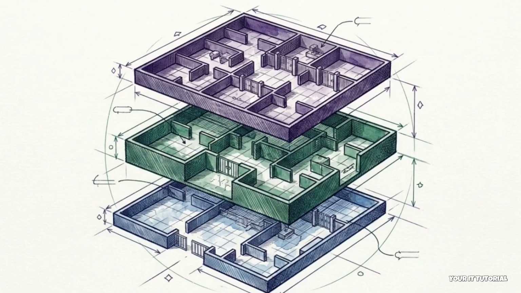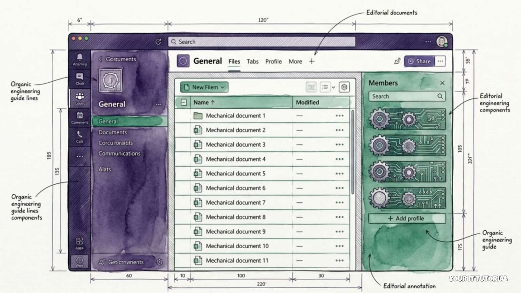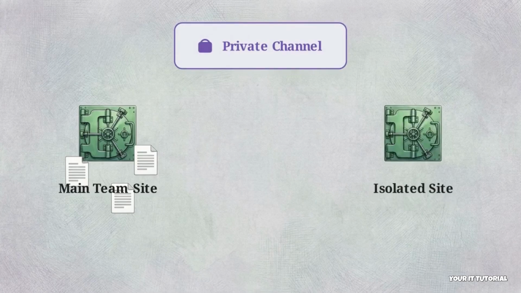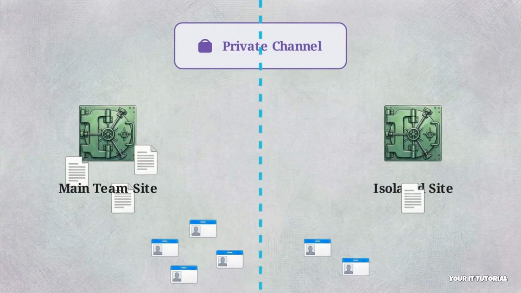How you build your channels physically alters the backend database architecture, defining who can access what. Standard channels act as open perimeters. Everything posted is searchable, and all files share a common folder within the parent team's SharePoint site. When you create a private channel, Teams forces the immediate generation of an entirely separate, isolated SharePoint site collection to store that channel's data, cutting off access from the rest of the team.